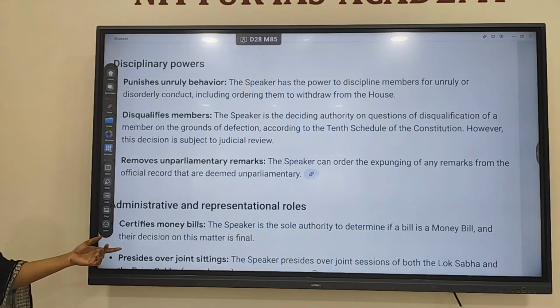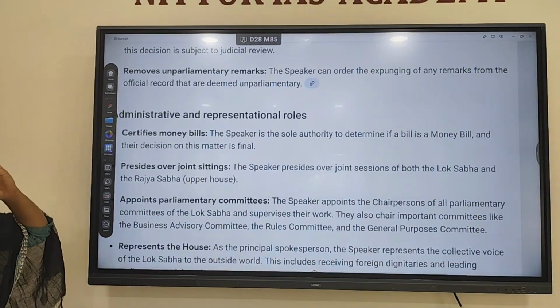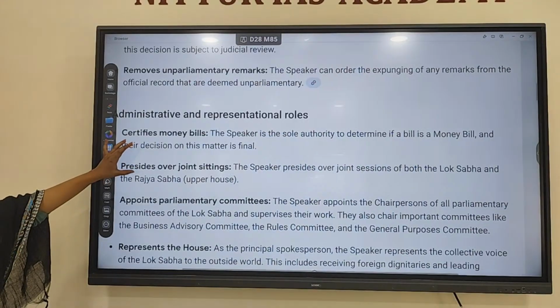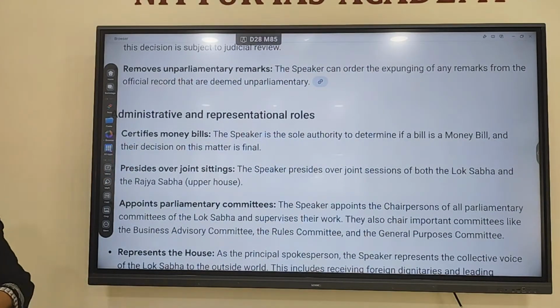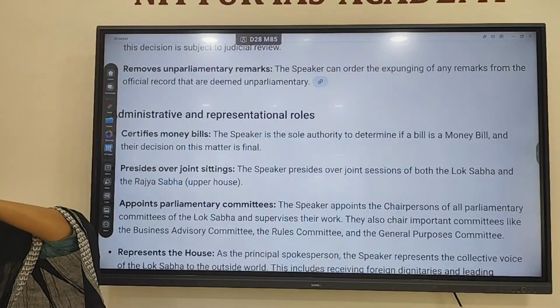Next, administrative and representational roles, that is, he certifies a money bill. We have 4 types of bill: ordinary bill, money bill, financial bill, constitutional amendment bill. The speaker will decide whether this bill is a money bill or a financial bill. Okay, he is the one who decides.